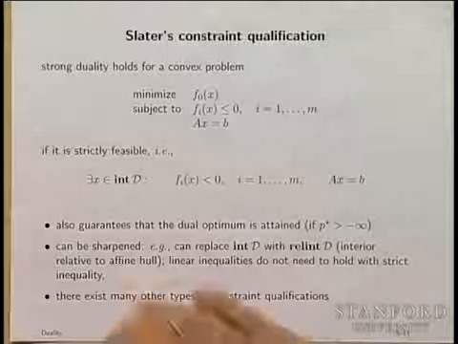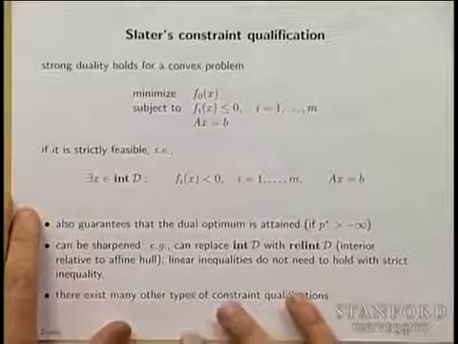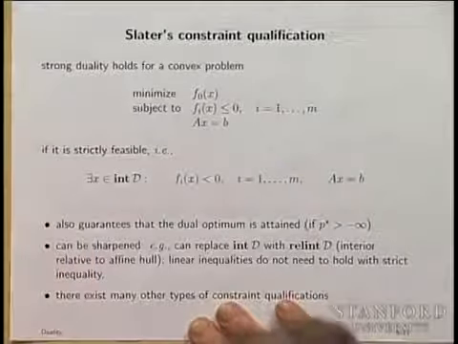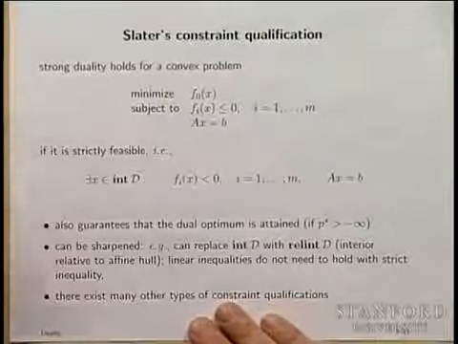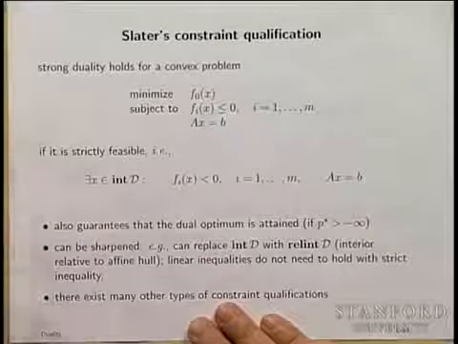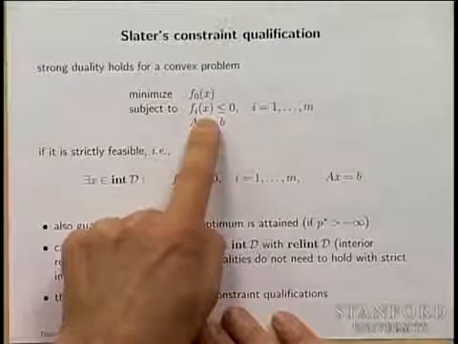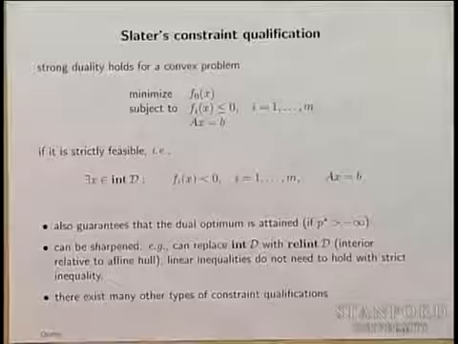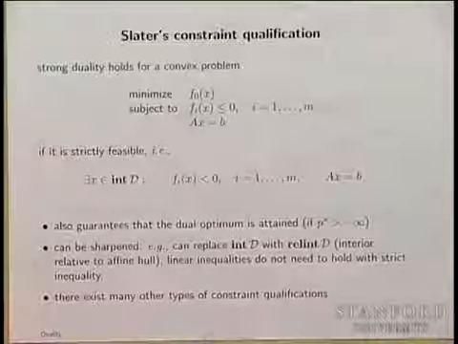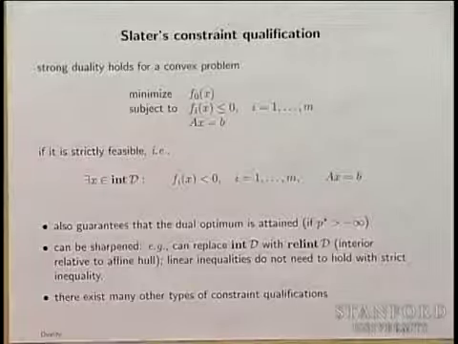And it says this. It says if you have a convex problem like this, I'll make this simple case. If there is a strictly feasible point, if there exists one, then P star equals D star. And strictly feasible means not just that you meet the inequality constraints, but you do so with positive margin for each one. That's the condition.